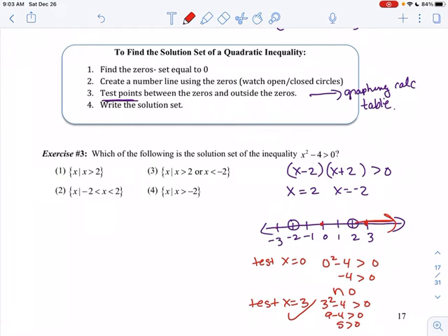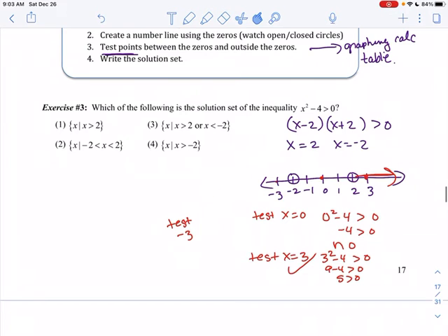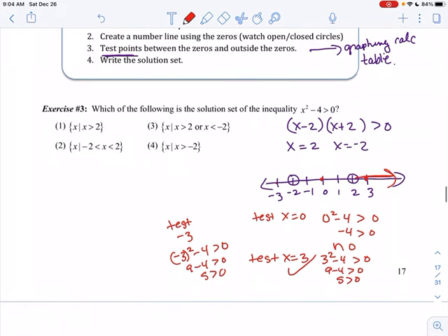Okay, so basically my solution is going to be this way. And I'm going to test out -3. And I'll show you an easier way to do this, but I did want to show you how you can test out your solutions. So I'm going to test out -3. So basically -3 squared minus 4, that's 9 minus 4. Is that greater than 0? Absolutely, because again, I'm going to get 5. So this also worked. So this is my solution right here.